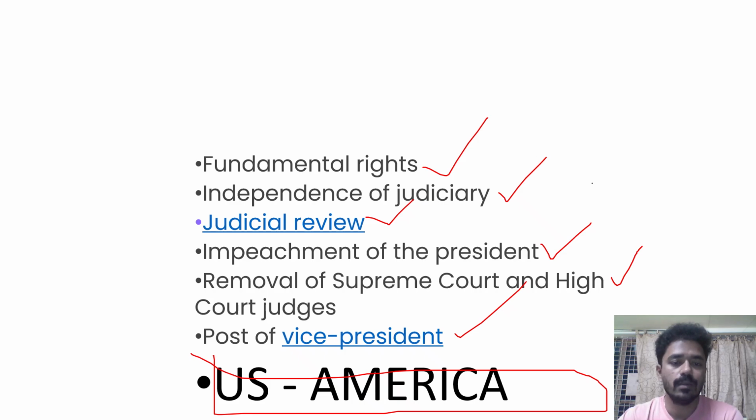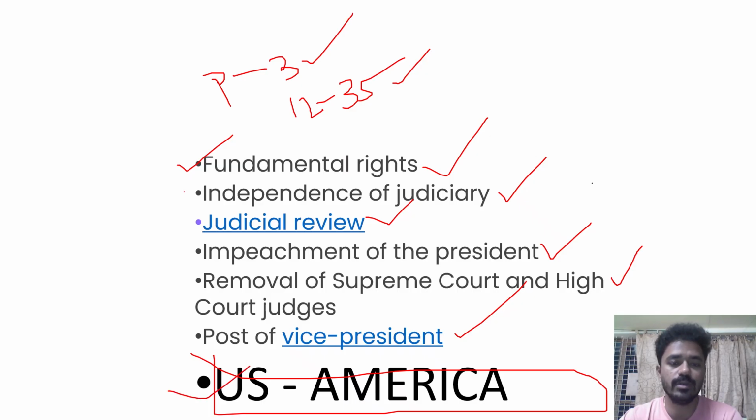See here, fundamental rights. Our Constitution deals with the fundamental rights in Part 3. Part 3, Articles 12 to 35, deals with the fundamental rights. These fundamental rights are borrowed from the American Constitution.